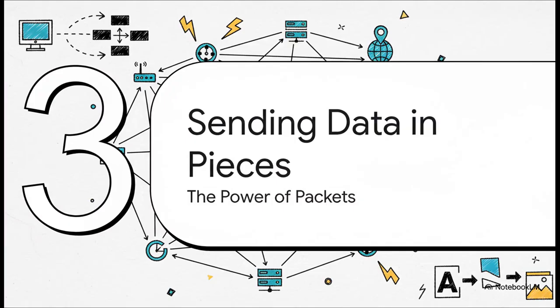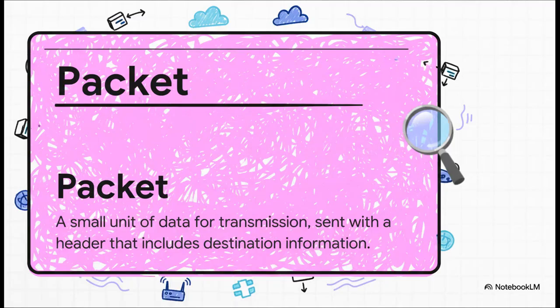All right, so we've got the address. Now we have to get our message ready for its big trip. And you might be surprised to hear that we don't just send our request as one big file. No way. Instead, we chop it up into tiny little pieces. These little pieces are called packets.